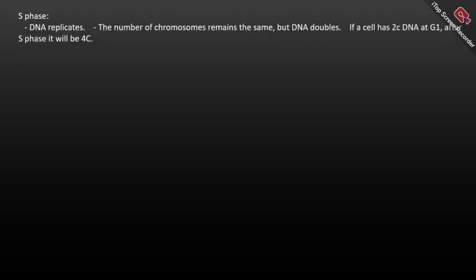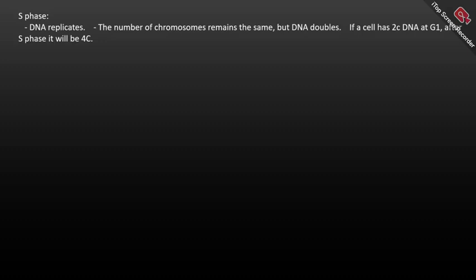Then from there, we said between gap 1 and gap 2, there's going to be the S phase. What happens in the S phase? That's where the DNA replicates. Now take note, the number of chromosomes remains the same, but the DNA doubles. So if a cell, for example, has 2C DNA at G1, after the S phase it will be 4C.